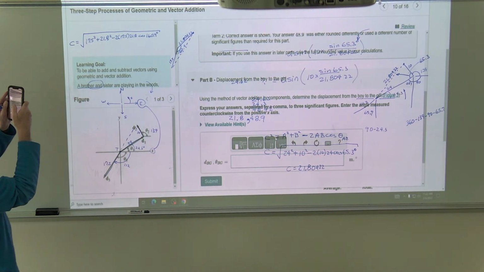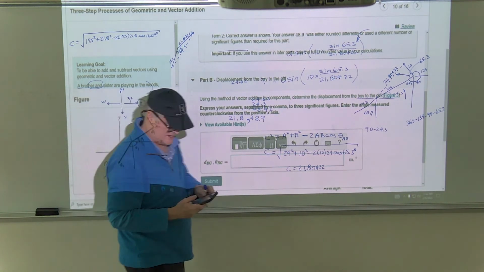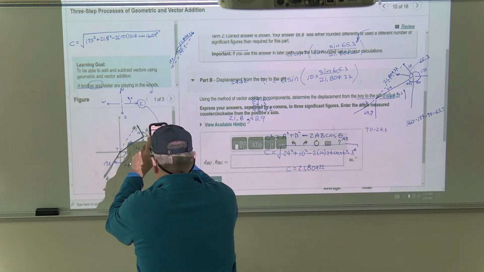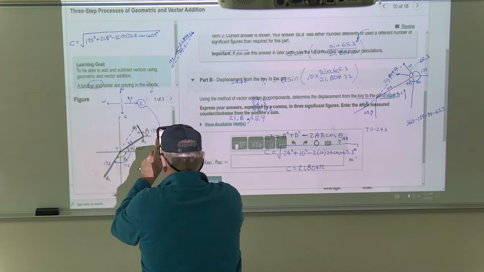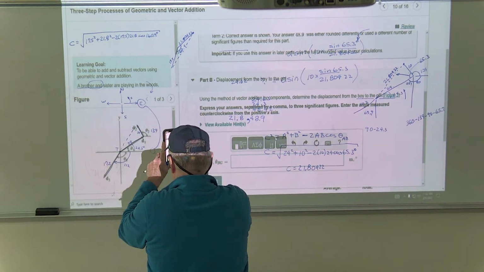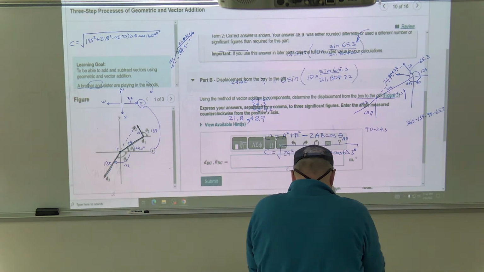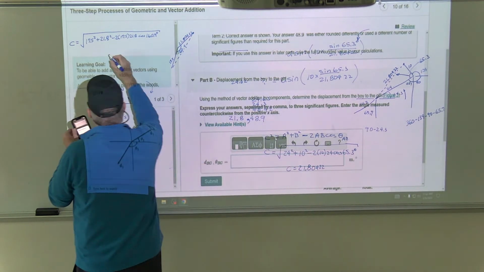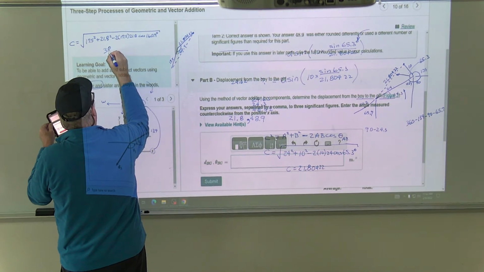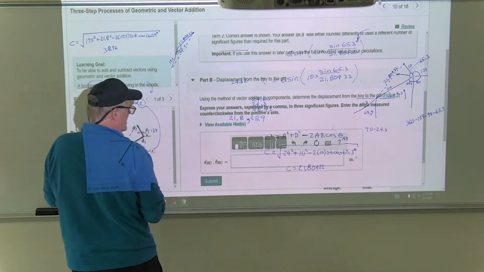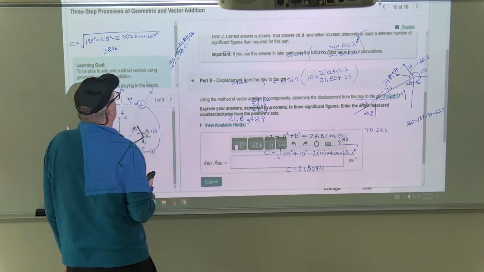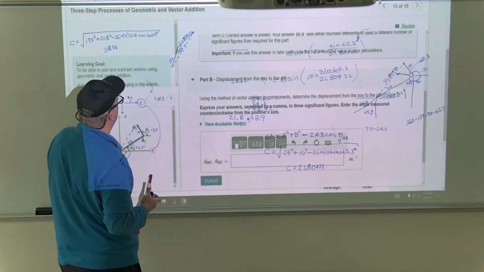Well, let's see if it recognizes. Let's make sure. It says 38.76. Oh, geez, he wants an angle too. Okay.